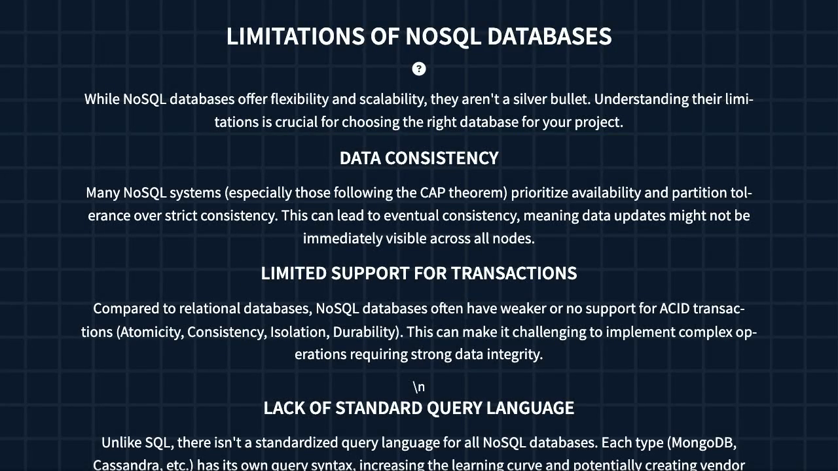Okay, let's talk about the downsides of NoSQL databases. While they are super adaptable and can handle huge amounts of data really well, it's important to know they aren't perfect. Specifically, many NoSQL systems prioritize being available even if parts of the network go down, which means you might not always see the very latest updates right away. Also, complex transactions, like things that need to happen all at once and be reliable, can be trickier to manage than in traditional databases. And because there isn't one standard way to ask questions, each type of NoSQL system uses its own language, which means you might have to learn a new syntax for each one.